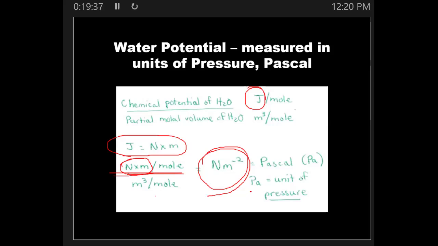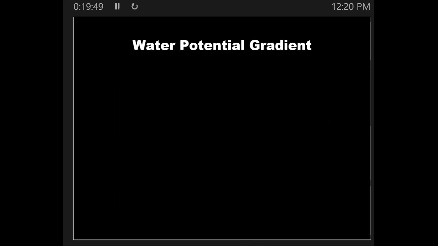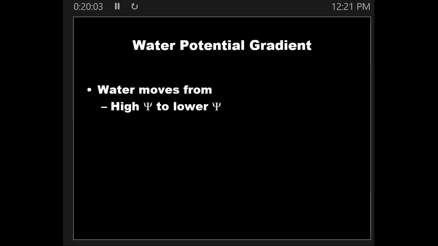Okay, so now we're going to kind of dump the chemical potential idea and focus in on water potential and think about how we measure that. How do we think about it in terms of how water is moving? So now we need to think about a water potential gradient. And when you think about how water is going to move, we say that it moves from a high water potential to a lower water potential. And that's accurate.